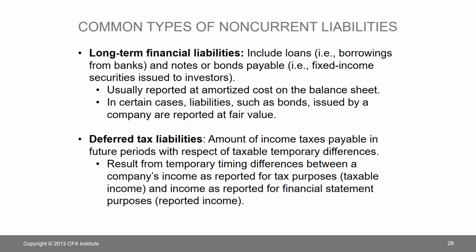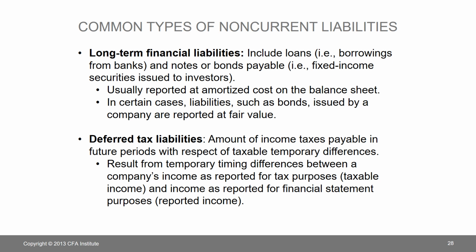Now, the other type is deferred tax liabilities. These are amounts of income taxes payable in future periods with respect to taxable temporary differences. They result from temporary timing differences between a company's income as reported for tax purposes, or the taxable income, and income as reported for financial statement purposes, the reported income.